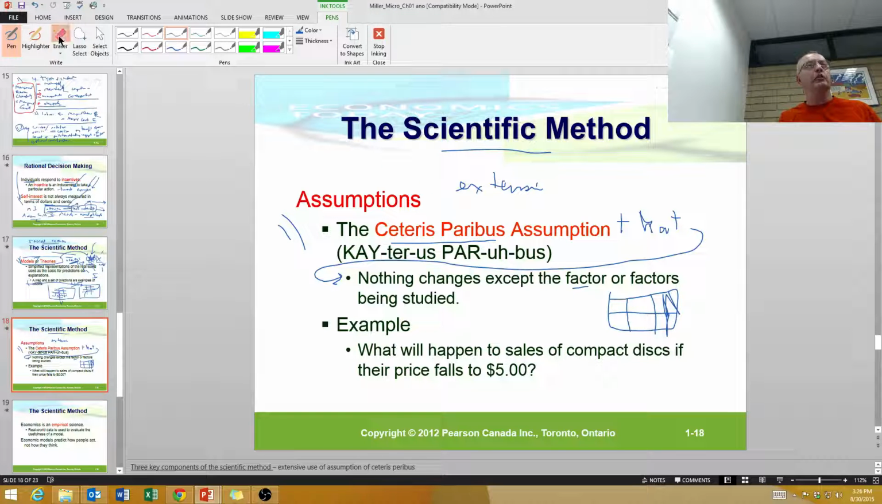I wonder if I have an eraser here. Oh, I do. Maybe I can erase some of the stuff. Okay, let me try it again.